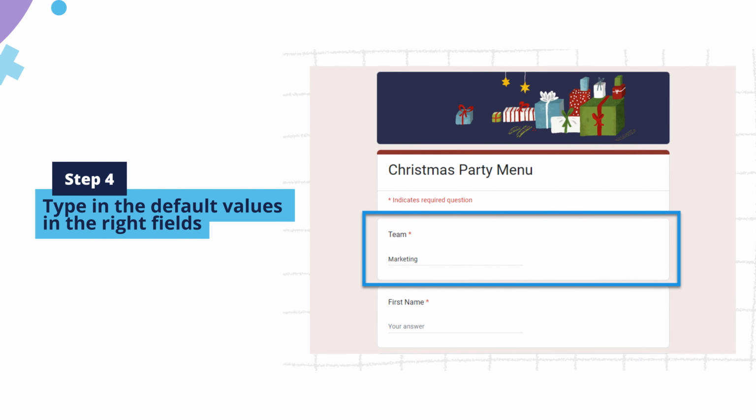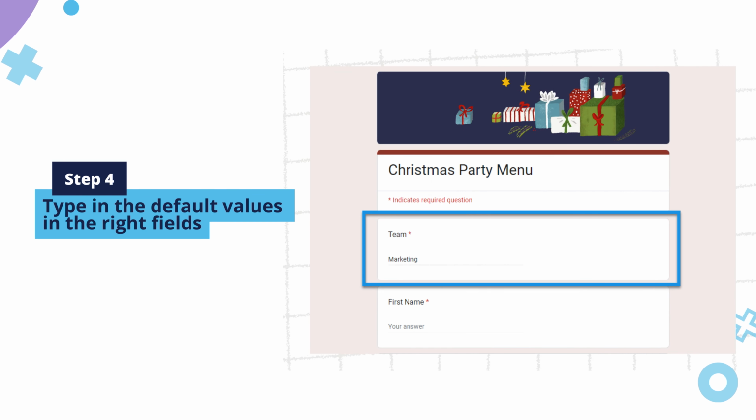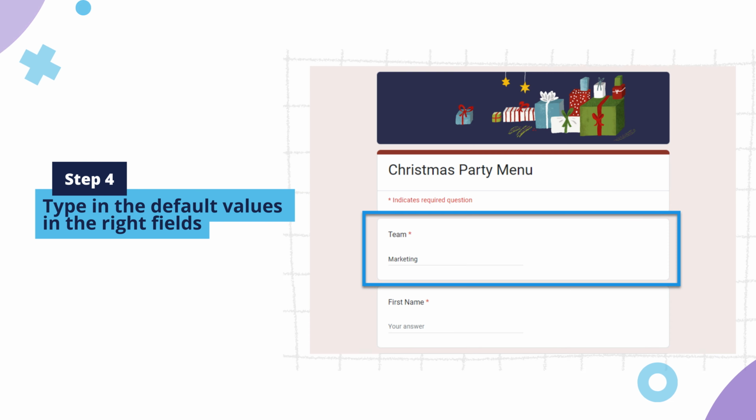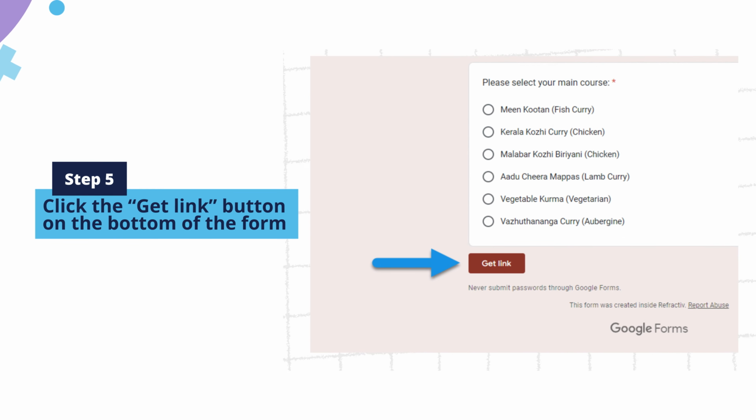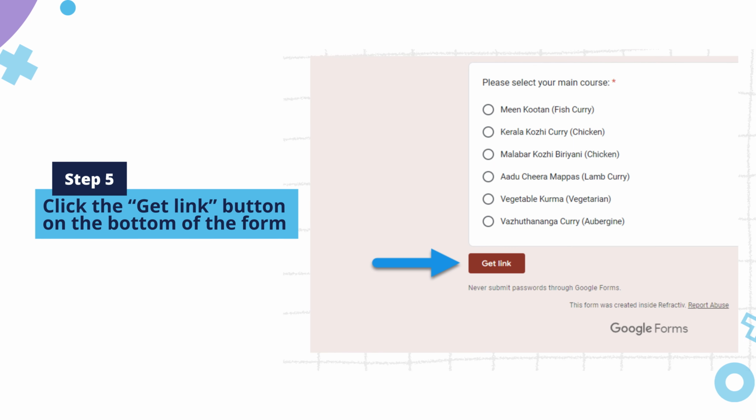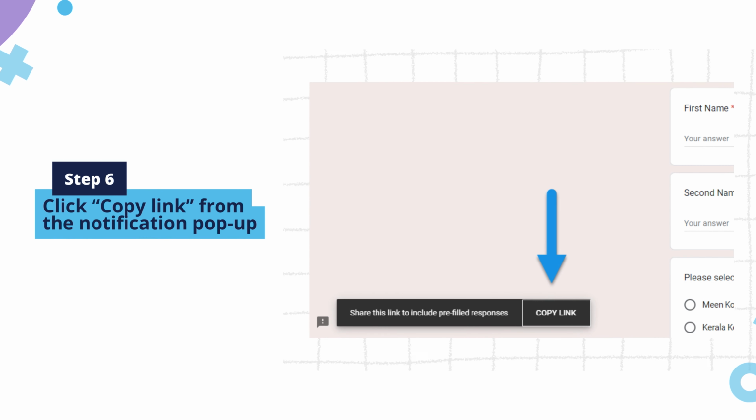Step 4. Type in the default values in the right fields. Step 5. Click the Get Link button on the bottom of the form. Step 6. Click Copy link from the notification pop-up.